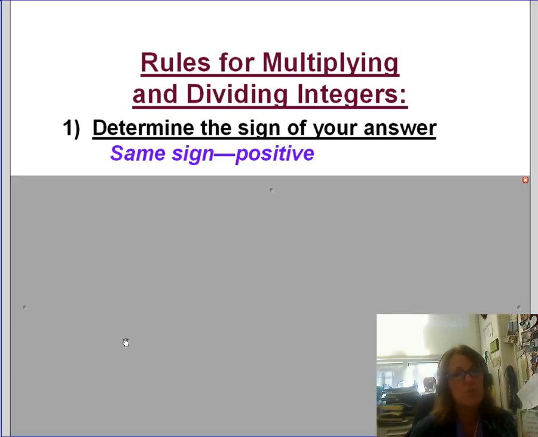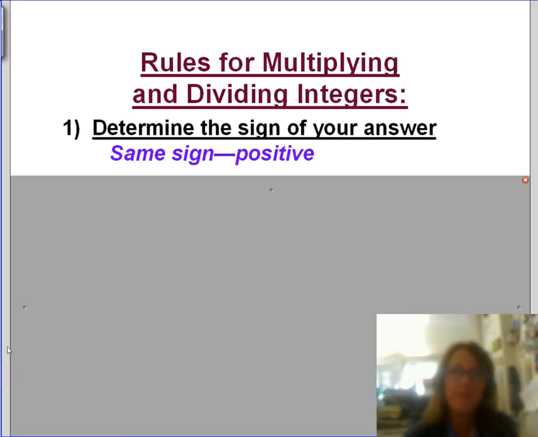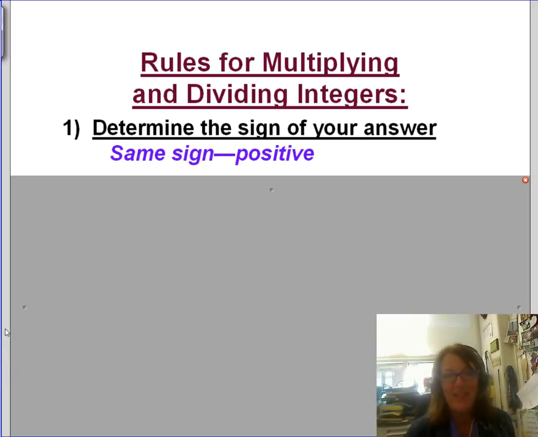You have two numbers, they're both positive. Duh, my answer is positive. Yeah, that's what you were doing in third and fourth grade. But we could also have two negative numbers, like negative 5 times negative 7. Oh, my answer is going to be positive. The same sign is positive.